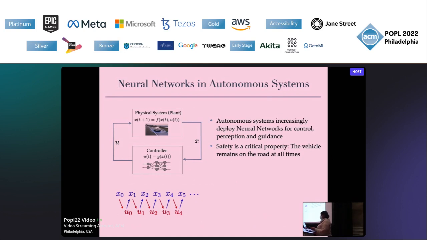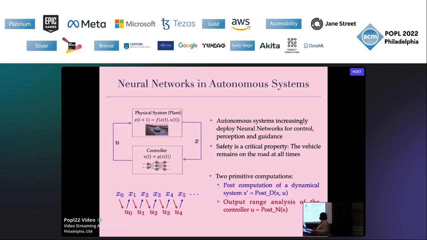So in order to verify safety of such systems, in this case, to ensure the vehicle remains on the road, we need two primitive computations. One is a post computation through the dynamical system, that is, given a set of values for u, what is the corresponding values for x that would result by going through that physical system. And the second is the output range analysis, wherein given a set of sense states x, we want to output what is the set of inputs that the controller would output.